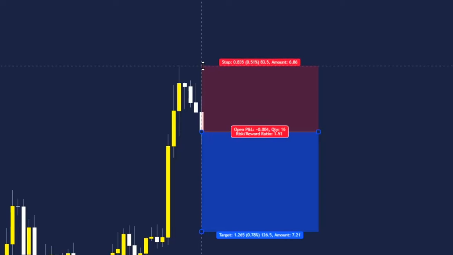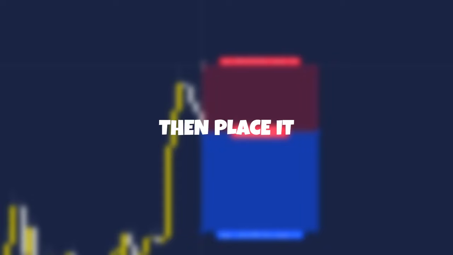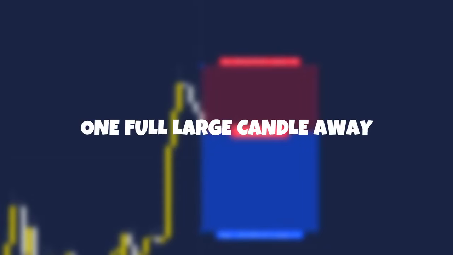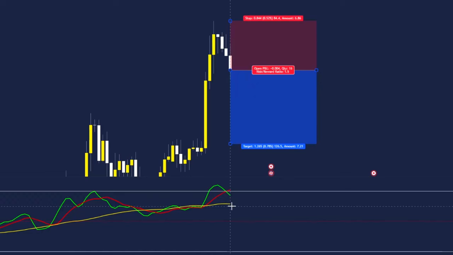Move your stop loss to the peak high of the move. If the high is really far away with huge candles, then place it one full large candle away. Now that's all simple, but where do we exit the trade?